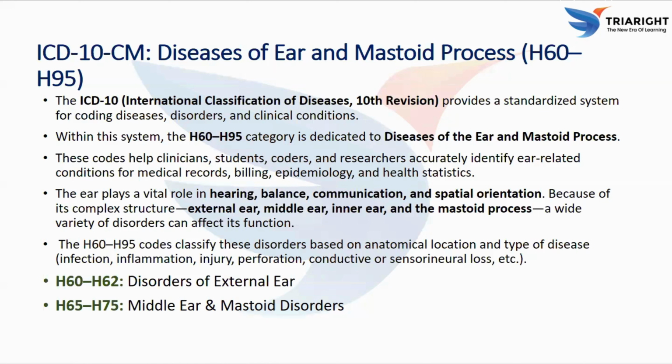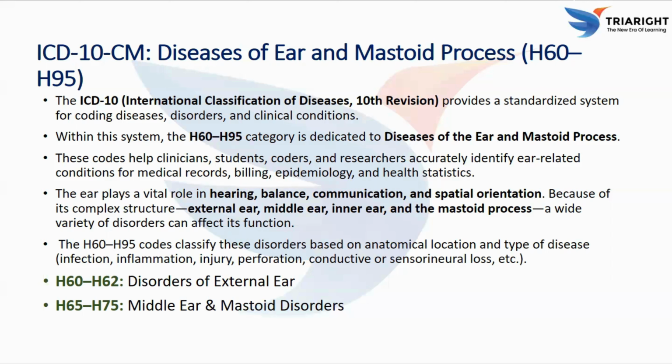The code range H60 to H95 specifically covers the diseases related to the ear and mastoid process. So why is this category important? Because the ear is not only important for hearing but also for balance, communication and spatial orientation. The ear has three major parts: the external ear, the inner ear and also the mastoid process.